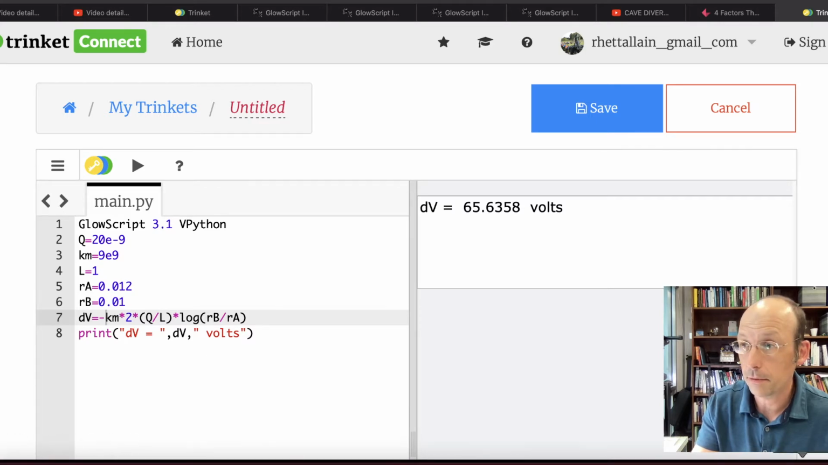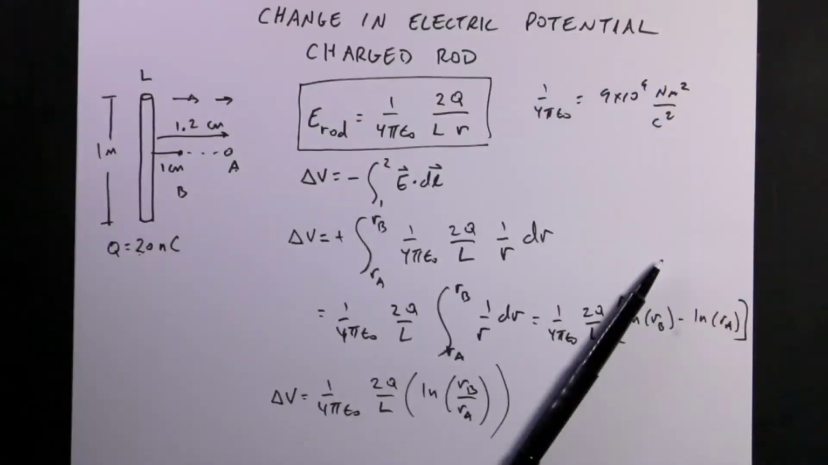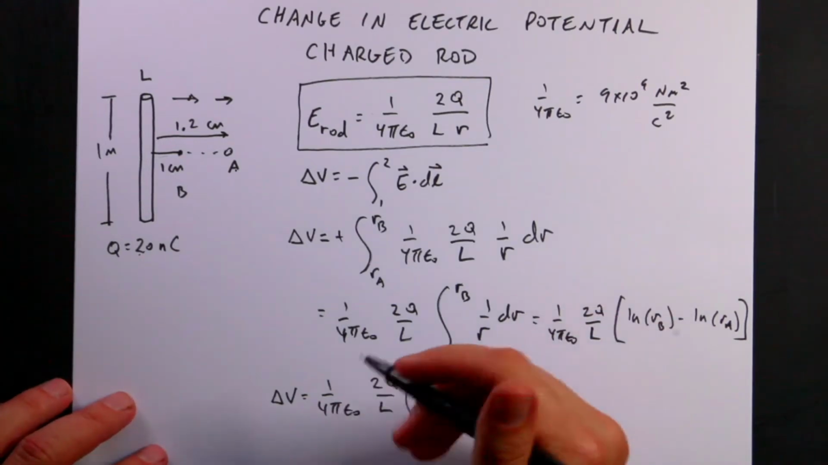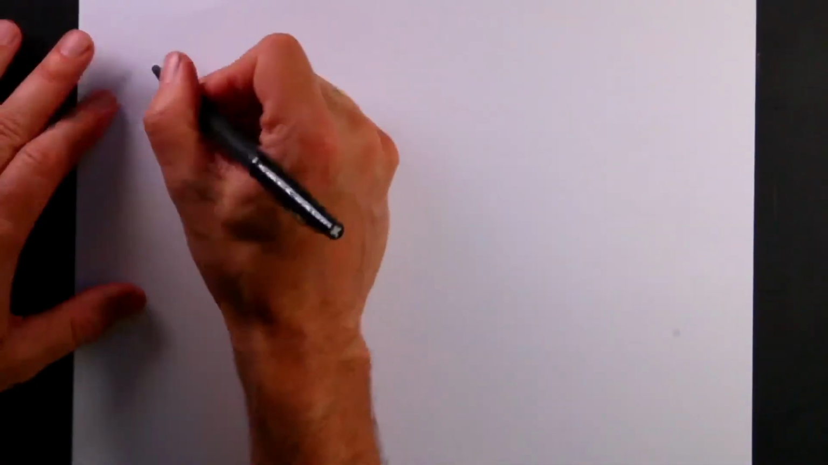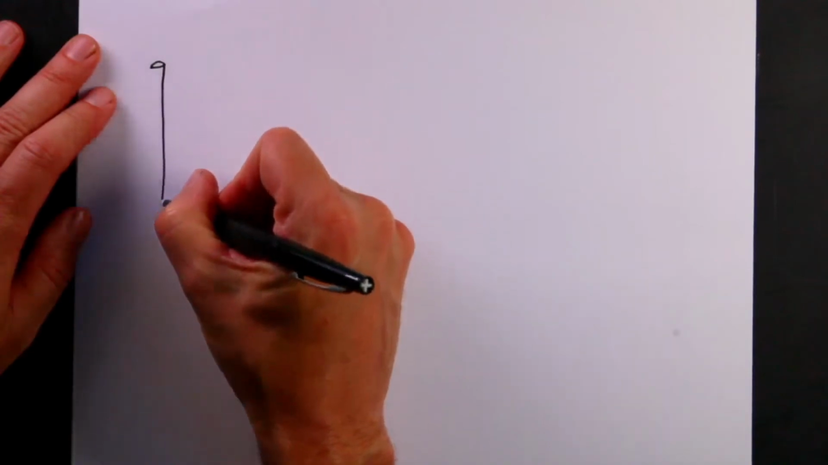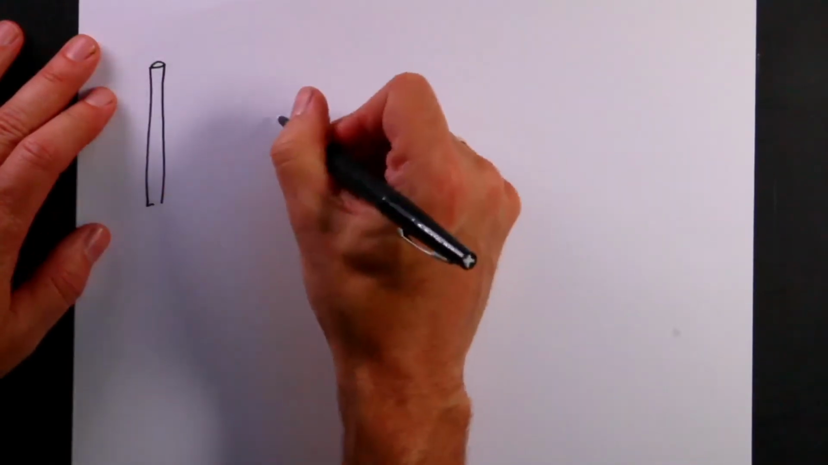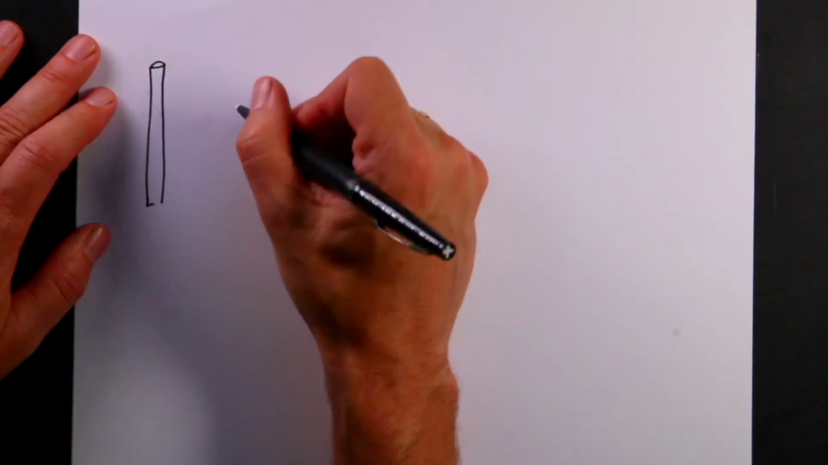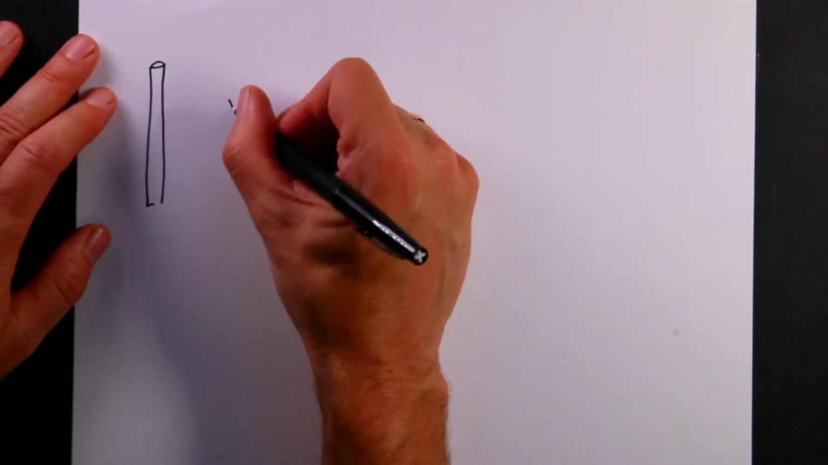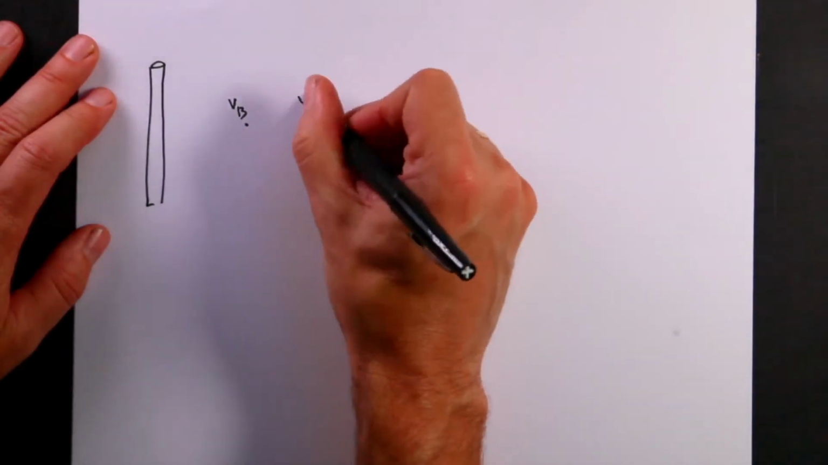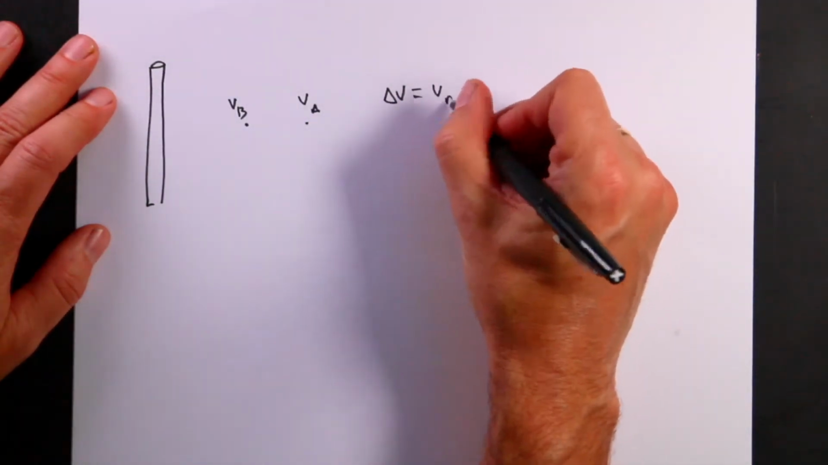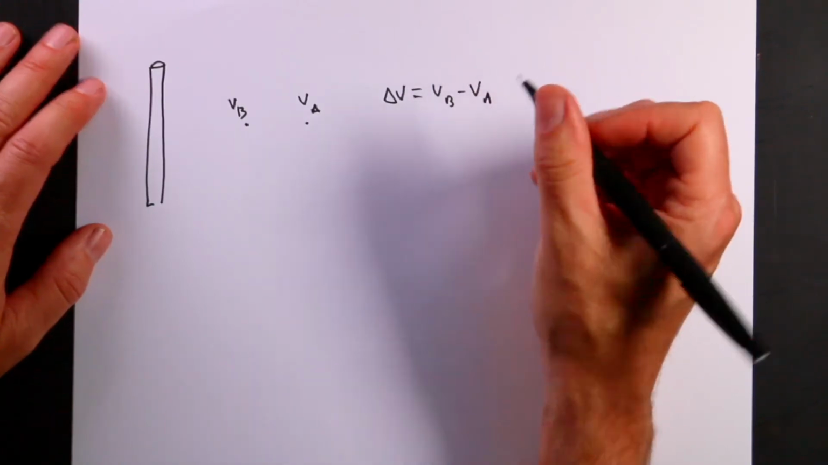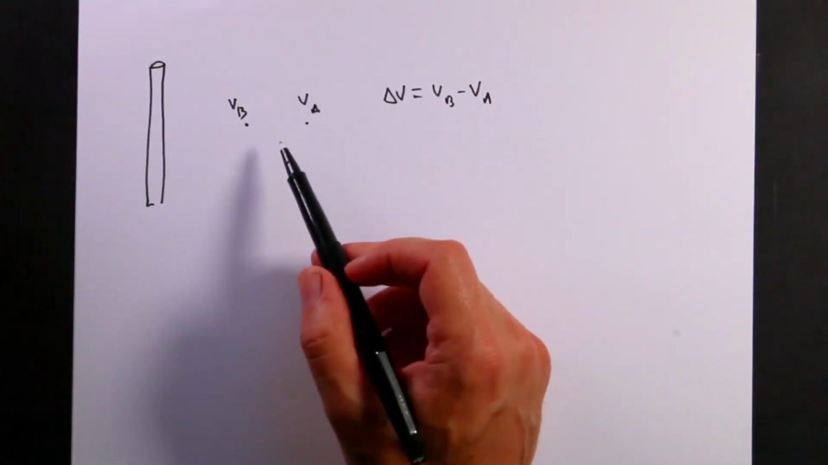Okay, let's do this another way. Let's switch back to the paper. So there's another way that I can find the change in potential without using the electric field. Since the electric potential obeys the superposition principle, I can say this. Here's my rod, and here's point B. I'll call this VB, and this VA, and delta V equals the final VB minus VA. And these VA and VB are the potentials with respect to infinity.